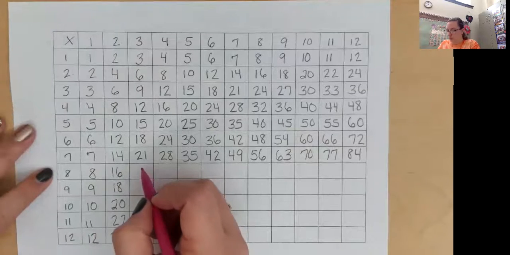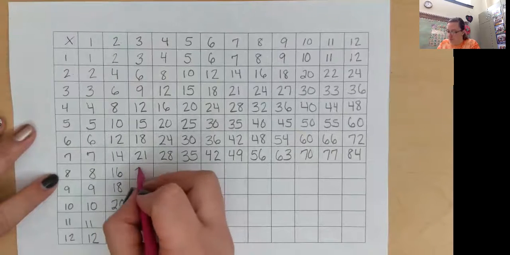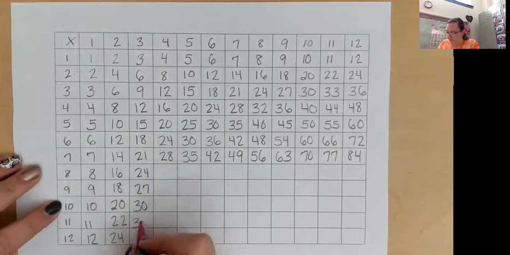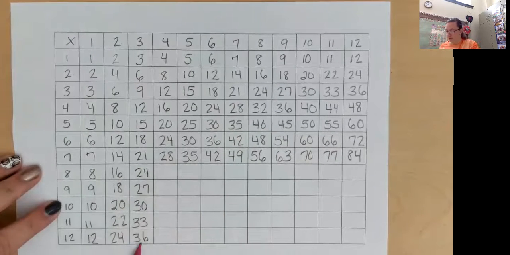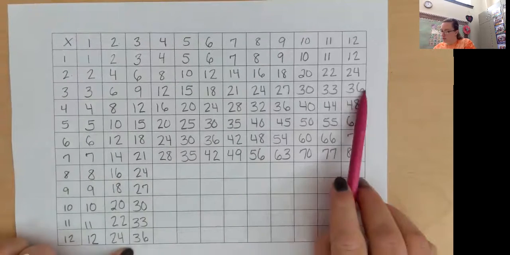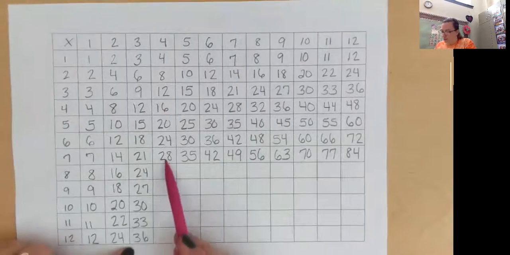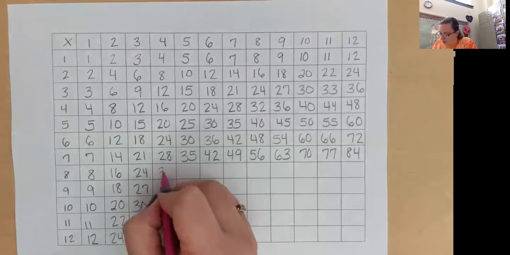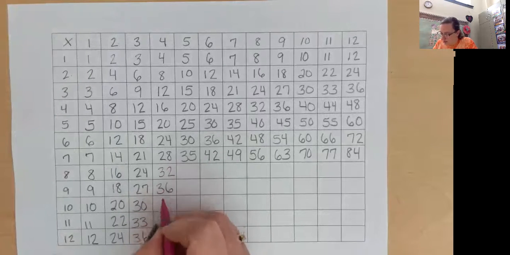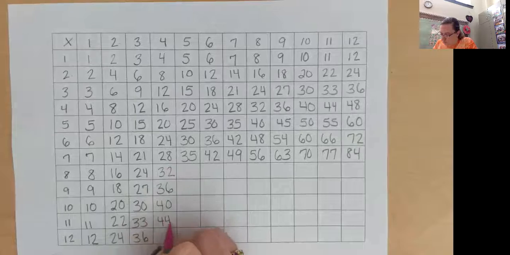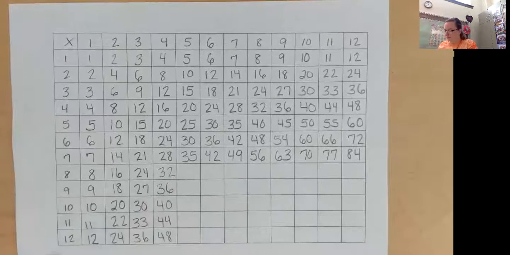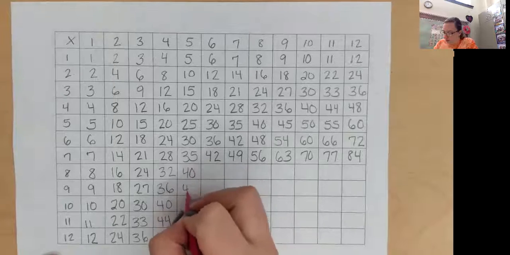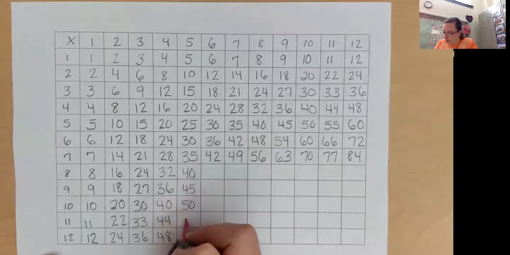3's after 21. 8 times 3 is 24. And then 27, 30, 33, and 36. See, I've already done those up here on this row. All right, 4's, if I'm continuing with 4's after 28, 8 times 4 is 32, 36, 40, 44, and 48. In the 5's row, 8 times 5 is 40, and now I'm going to continue counting by 5's.